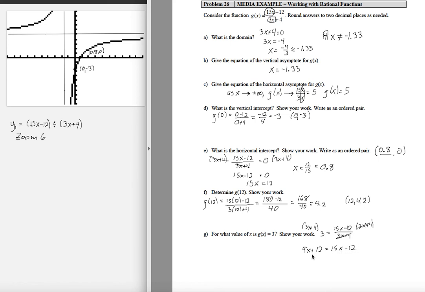I'm going to subtract 9x from both sides, moving the 9x over here, making it negative. Negative 12, I'm going to add 12 to both sides. So I end up with 24 equals 6x. Divide both sides by 6. I get 4 equals x. Gives me an ordered pair of 4, 3. And if I go to my graph, 1, 2, 3, 4, 1, 2, 3, there's the ordered pair, 4, 3.